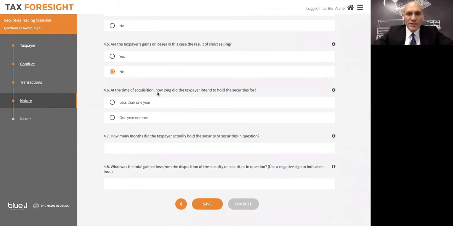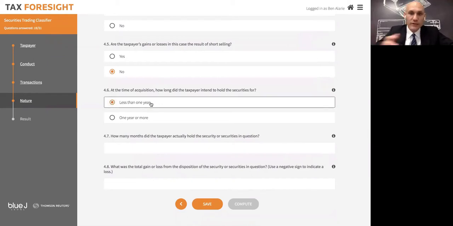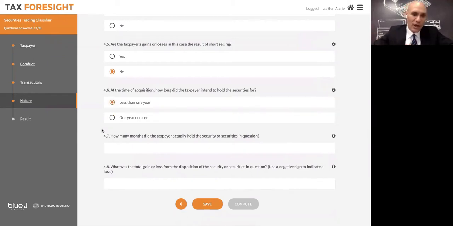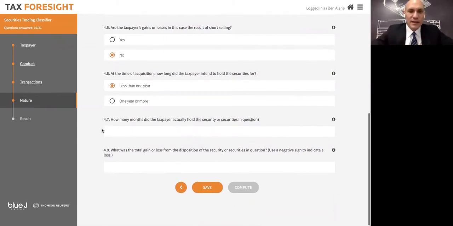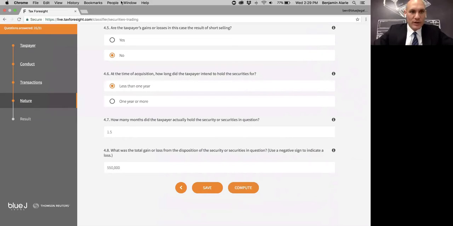At the time of acquisition, how long did the taxpayer intend to hold the securities for? Less than 1 year. He knew that he was in and out of the market a lot, had a feeling about momentum and other things. And how many months did the taxpayer actually hold the securities in question? Again, about 1.5 months. What was the total gain or loss from the disposition of the security or securities in question? Again, this is the same answer, $550,000. So we've answered, now we can see we've answered 21 out of 21 questions.